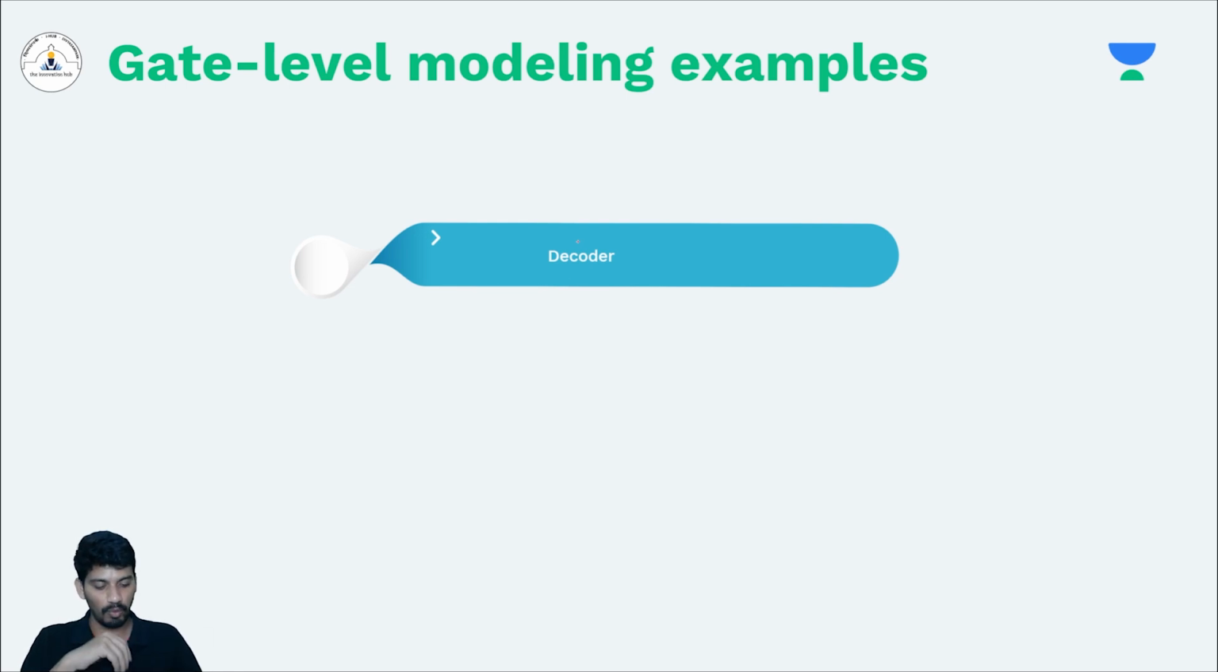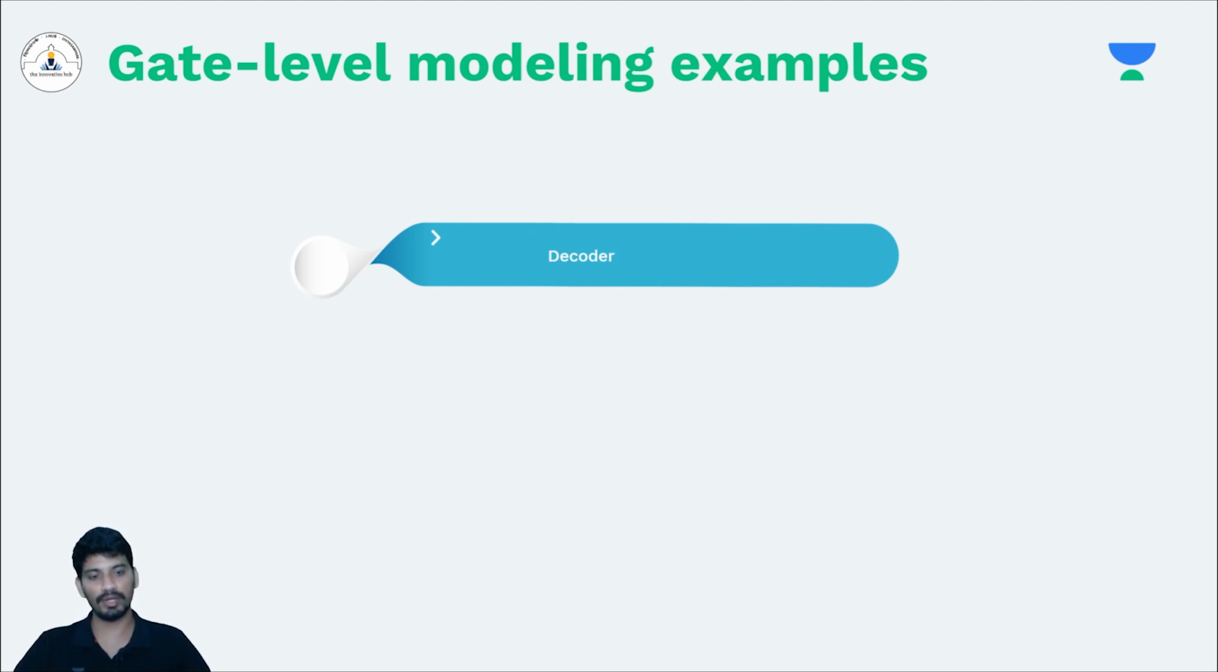So let's come to one more example called decoder. Where do we require decoder? We already seen the multiplexer and demultiplexer, but where do we require decoder? If you remember, I have already shown you the decoder in the basics of digital design. Now let's see a three-stage decoder.